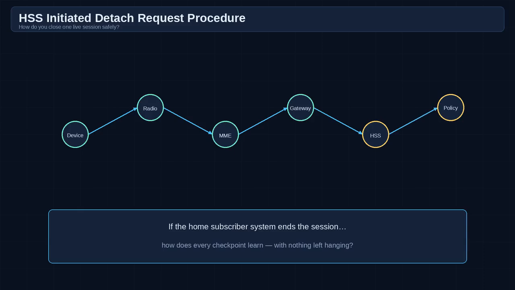No ghost bearer, no stale policy rule, no half open tunnel eating resources. That is the puzzle behind the HSS initiated detach request procedure. It is not a single off switch, it is a coordinated teardown across separate network roles, lane by lane.